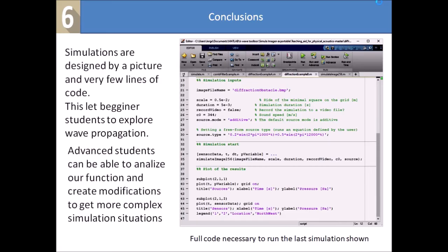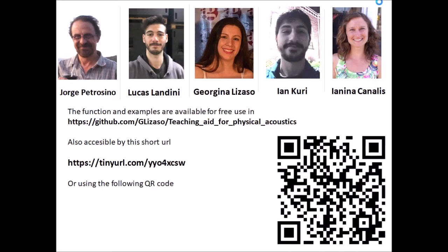In summary, simulations are designed by a picture and very few lines of code. This lets beginner students explore wave propagation. Advanced students can analyze our function and create modifications to get more complex simulation situations. Our function is open source and is available with examples of use following the links shown or using the QR code.